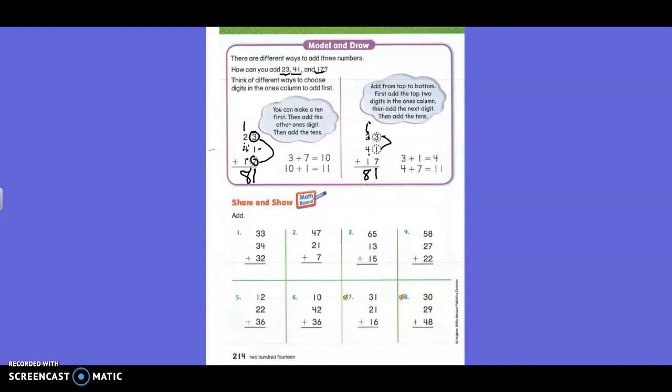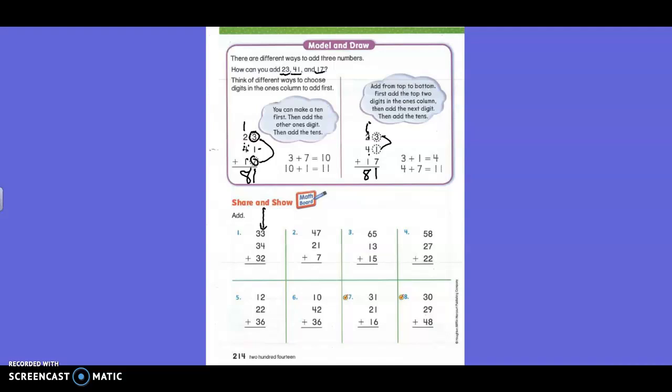Okay. Let's do number 1. I want to see if you can do it on your own. Really quick, I'm going to give you a little bit of time to try to do number 1 on your own, and then we'll check it with me. I'll do it with you. Okay? Remember, do the 1s side first, and then do the 10s.